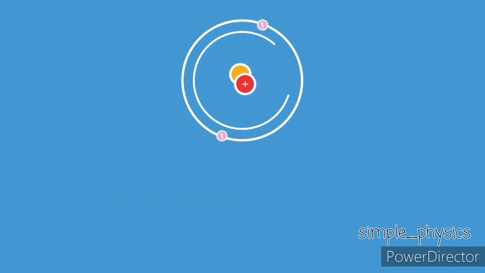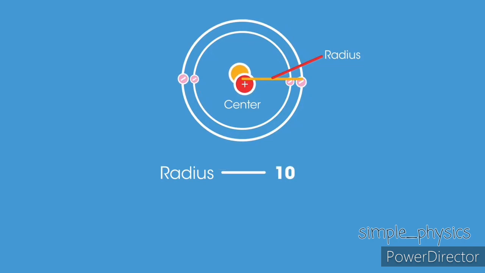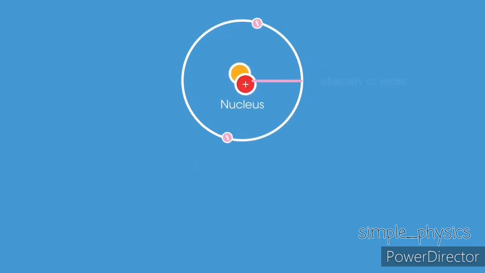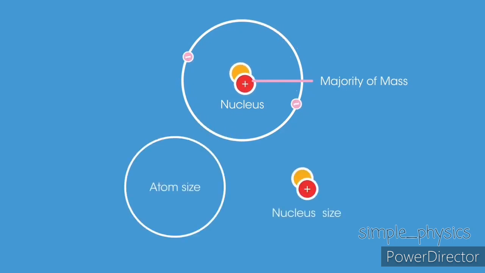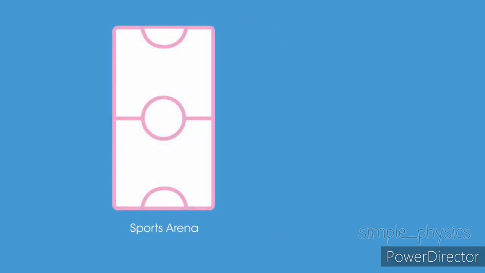One way to describe the size of an atom is its radius. The radius of an atom is the distance from its center, where its nucleus is, to the outermost shell of electrons. The radius of an atom is typically 10 to the power -10 meters, which is very small. So the majority of the mass of an atom is contained in its nucleus, but in terms of size, the nucleus is much smaller than the atom as a whole. In fact, electrons can orbit really far away from the nucleus. If the atom was the size of a sports arena, the nucleus could be the size of a pea in the middle.